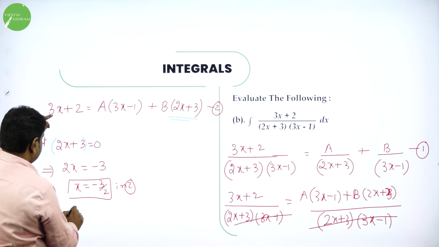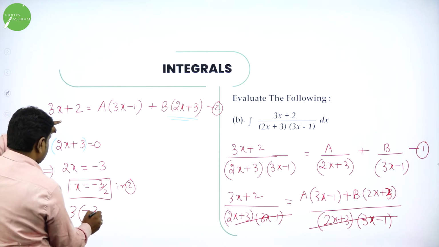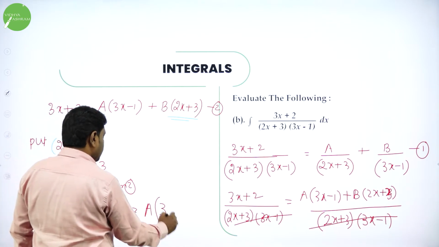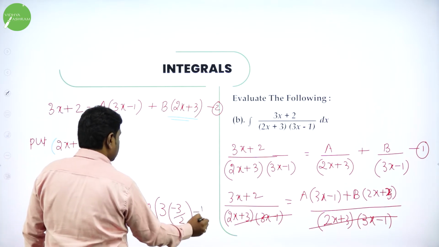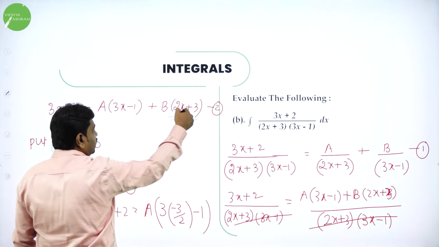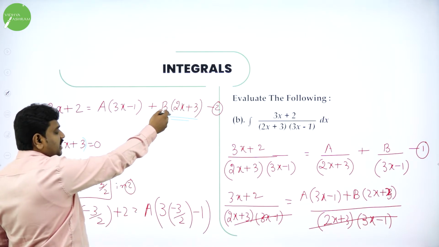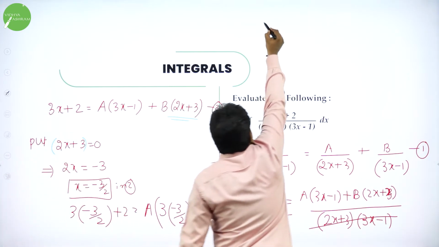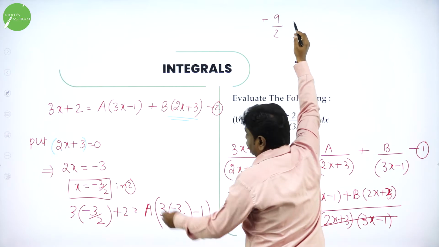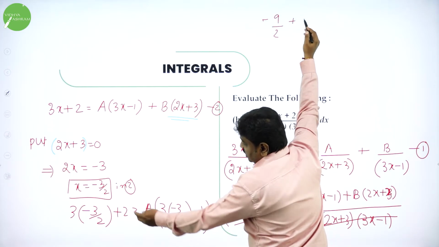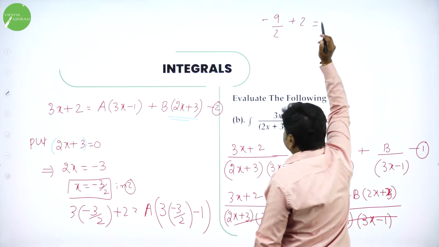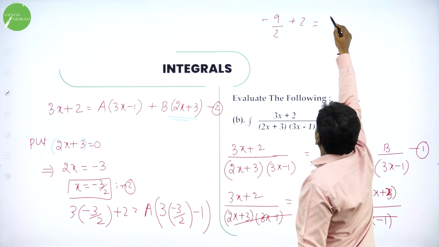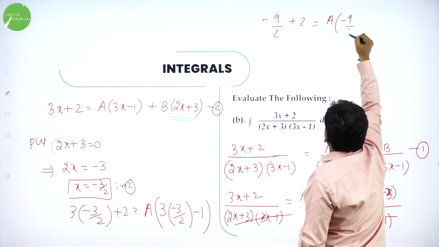So if you substitute, it becomes 3 into minus 3 by 2 plus 2 is equal to A into (3 into minus 3 by 2 minus 1). And I am not taking the B term, because if I put x as minus 3 by 2, the 2 cancels and it becomes 0, so don't waste your time. So now minus 9 by 2 plus 2 is equal to A into (minus 9 by 2 minus 1).